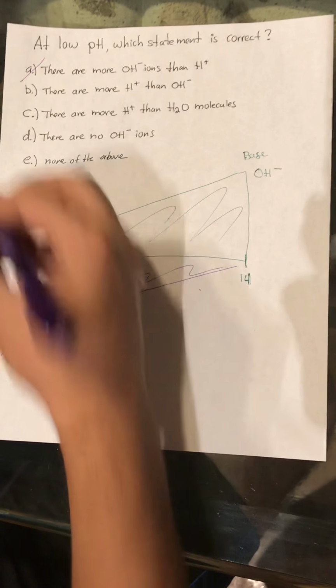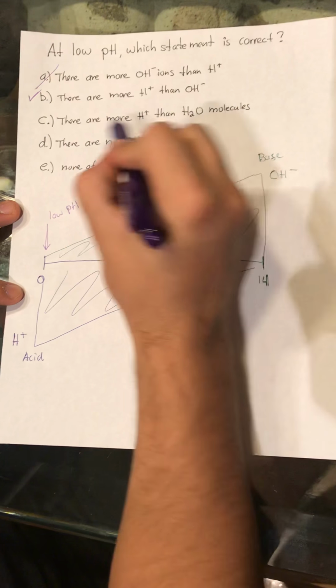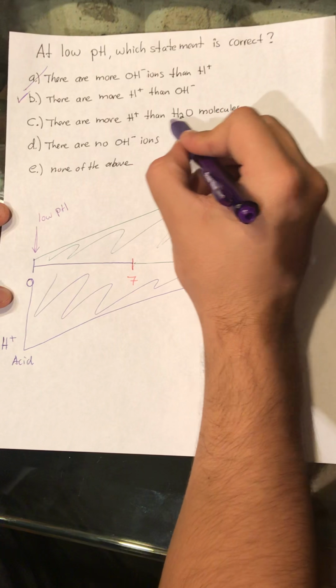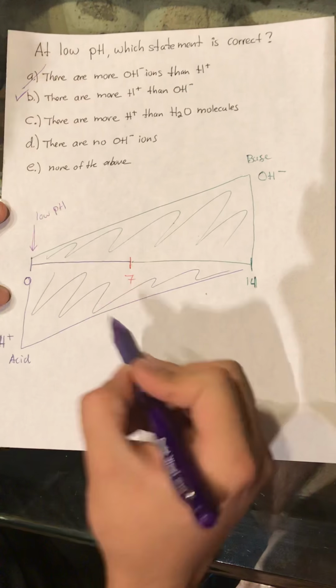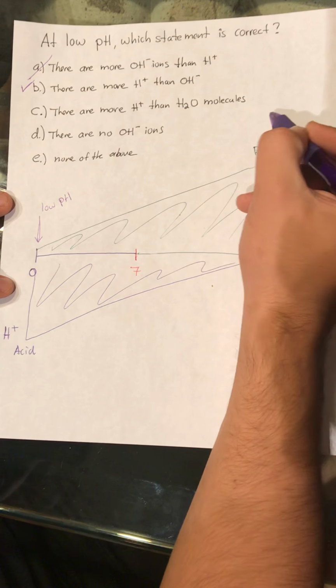And B, it says there are more hydrogen ions than hydroxide ions. That in fact is correct, so we'll leave a check mark. Let's go to C. It says there are more hydrogen ions than H2O molecules, and actually that's irrelevant because we're not dealing with H2O molecules. So we'll just scratch that off.